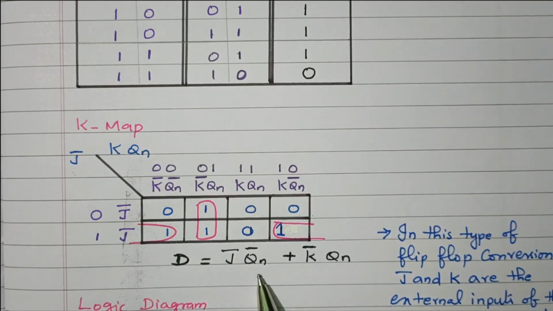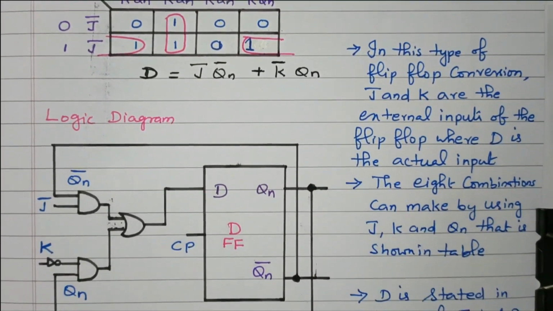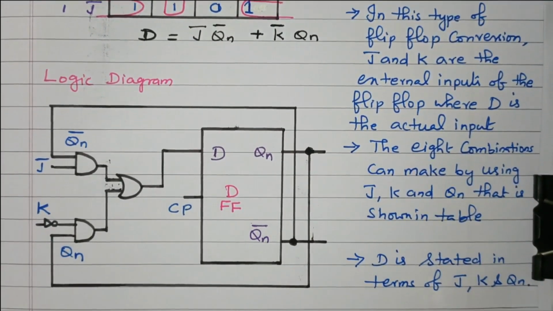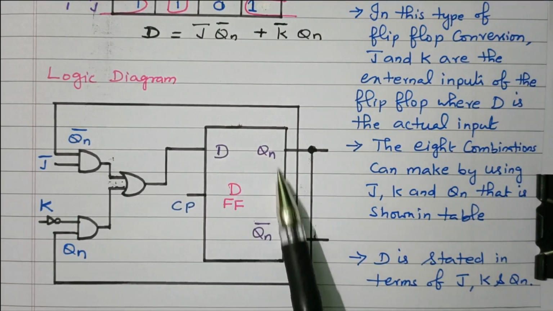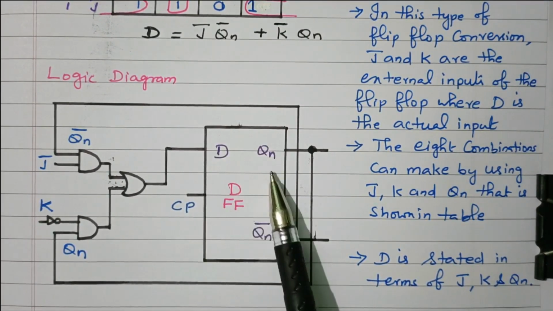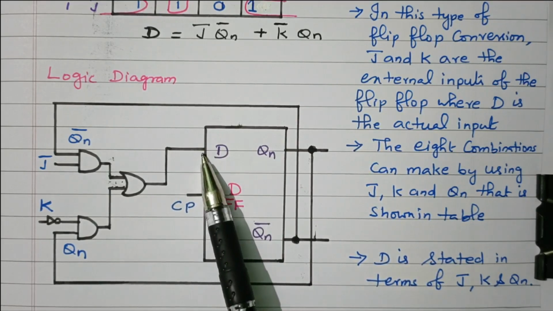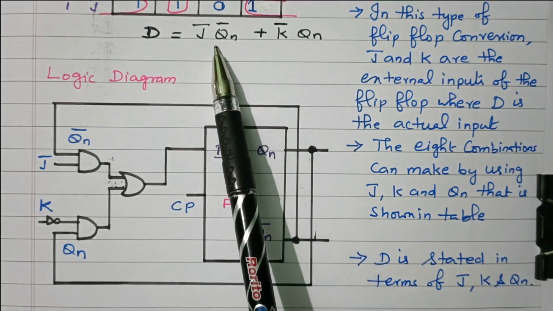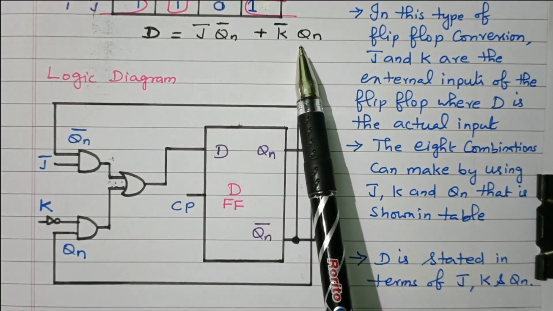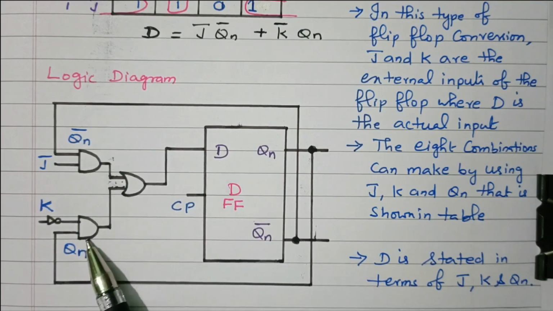Now we need to implement this logical expression in the logic diagram so that we can convert D flip-flop into JK flip-flop. Now we'll see the logic diagram. So this is the logic diagram available. It's a D flip-flop. D input, clock input, Qn output, Qn bar, complement of output. Right. What is the D input? We need to give J, Qn bar plus K bar, Qn. So here we need one AND gate, here we need one AND gate, and both are added by one OR gate. So here one OR gate is there, 2 AND gates are available.